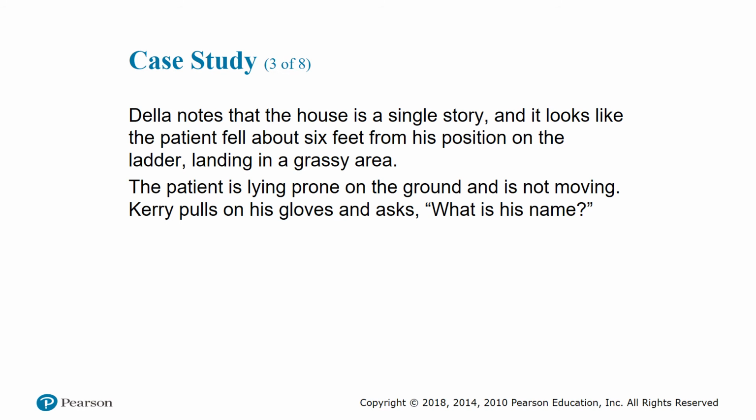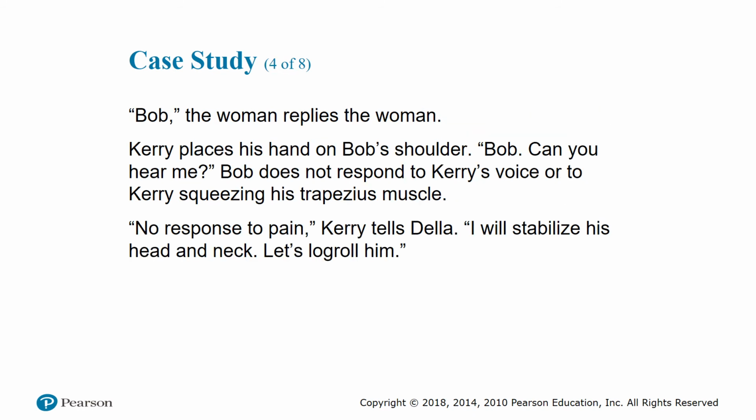The patient is lying prone on the ground and is not moving. Carrie pulls on his gloves and asks, what is his name? Bob, the woman replies. Which means his real name's probably Robert, but it could be just Bob. Carrie places a hand on Bob's shoulder. Bob, can you hear me? Bob does not respond to Carrie's voice or to Carrie squeezing his trapezius muscle. No response to pain, Carrie tells Della. I will stabilize his head and neck.